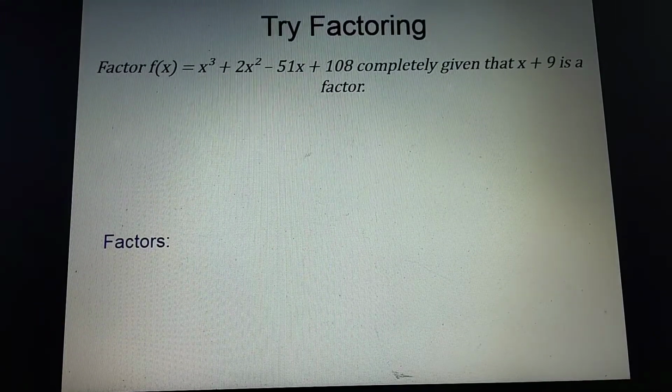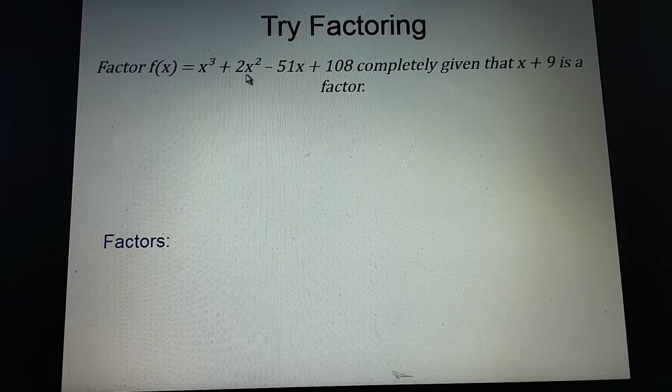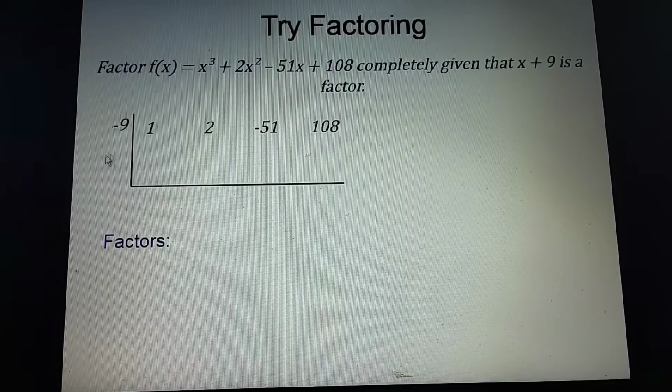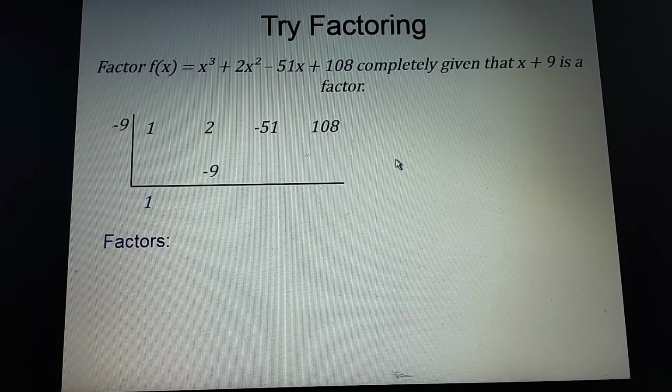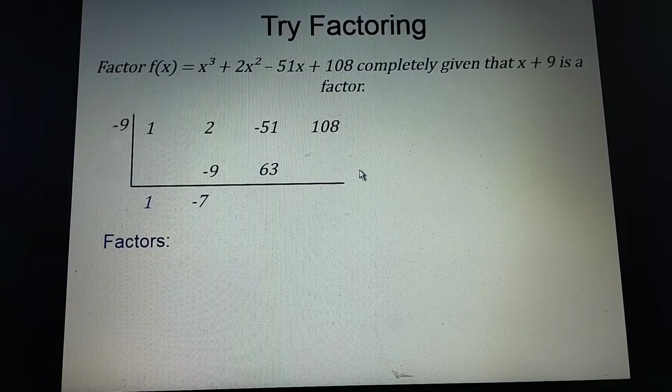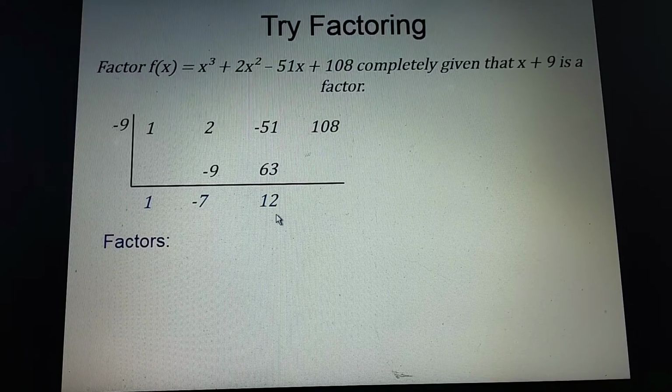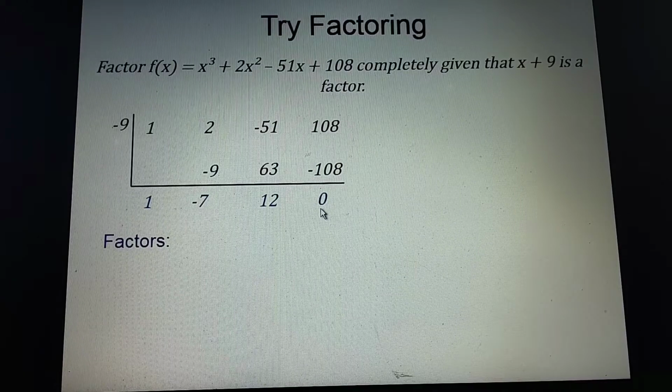Okay, we're going to do another one: x cubed plus 2x squared minus 51x plus 108 divided by x plus 9. So we've got a negative 9 here. Bring down the 1. Multiply. 2 minus 9, negative 7. Negative 7 times negative 9, positive 63. Negative 51 plus 63 is a positive 12. Positive 12 times negative 9 is negative 108, and remember, this has to be 0.